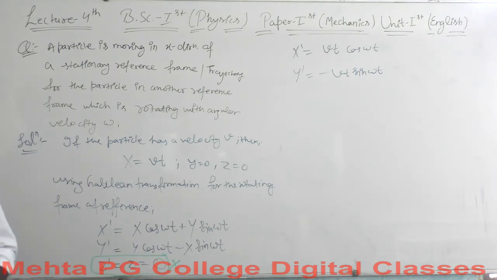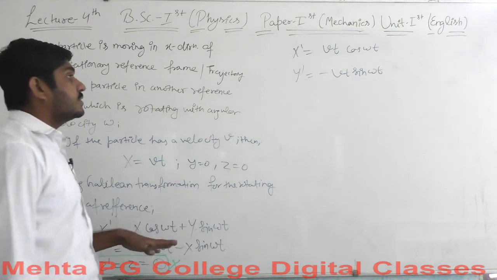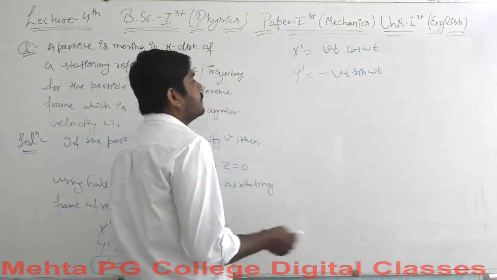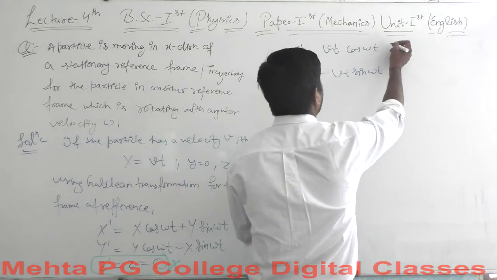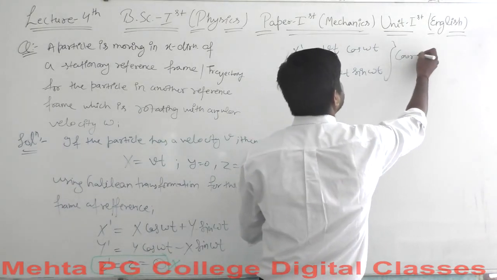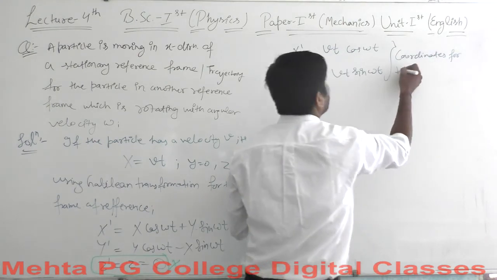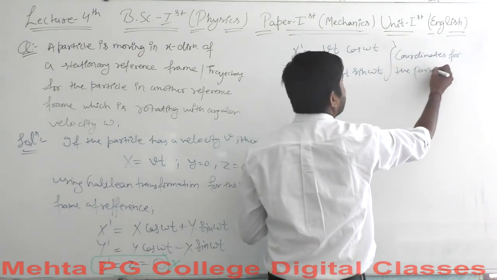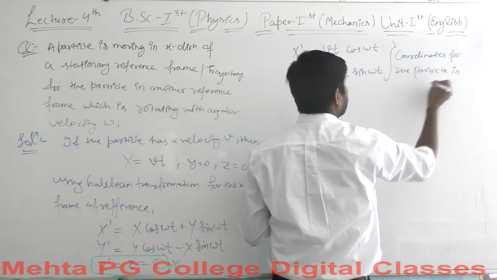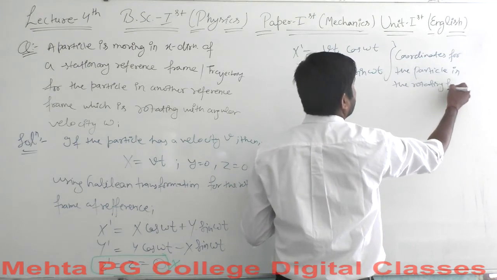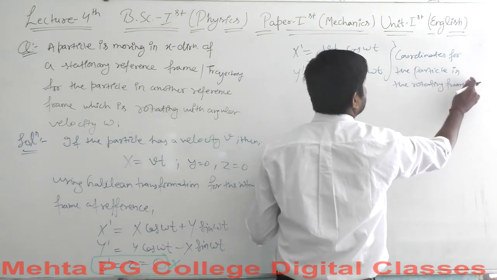So what should be the coordinates here? These are the coordinates: x' is equal to Vt cos of omega t and y' is equal to minus Vt sine of omega t. So these are the coordinates for the particle in the rotating frame.